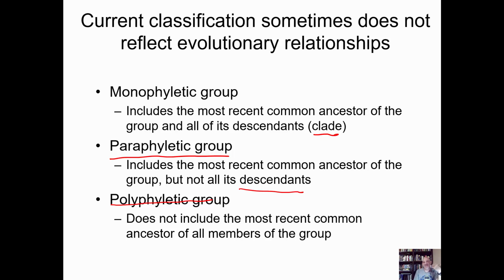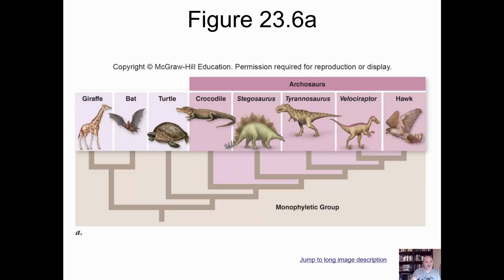Okay? Polyphyletic would be where you have a whole bunch of organisms that are put together, but they don't all share a recent common ancestor. They basically evolved from other ancestors. So let's look at some examples here.